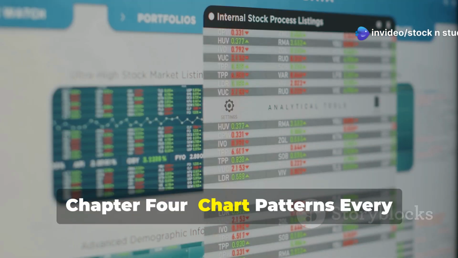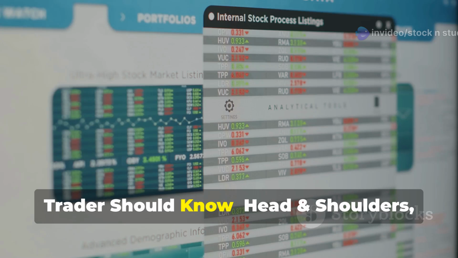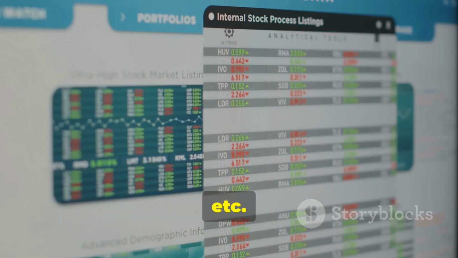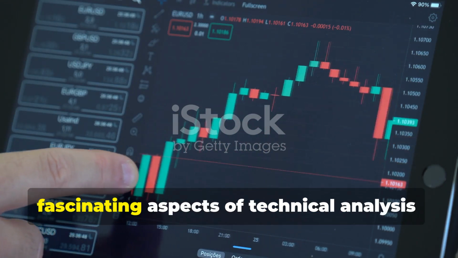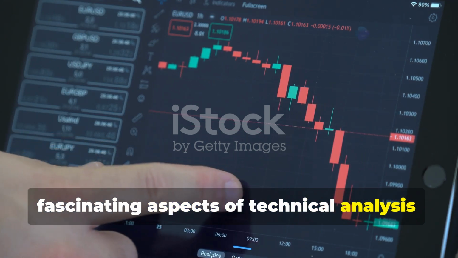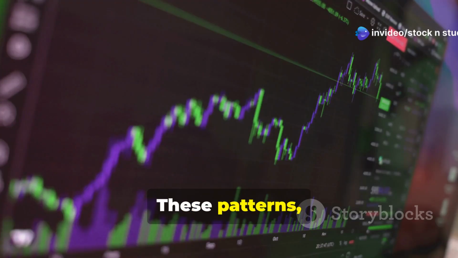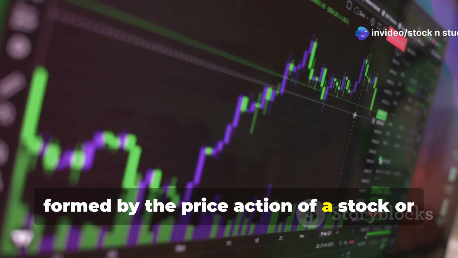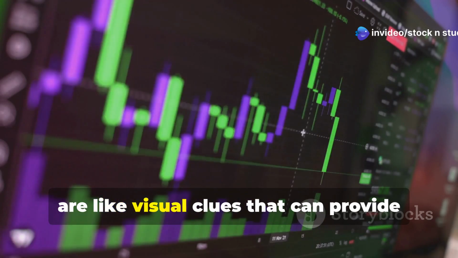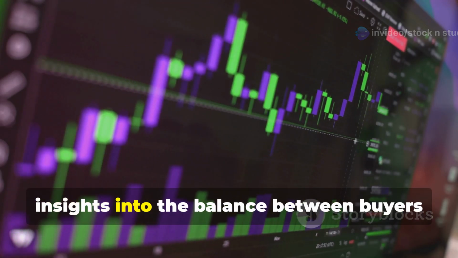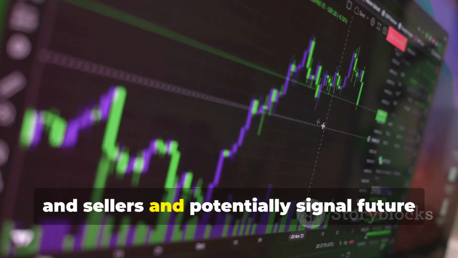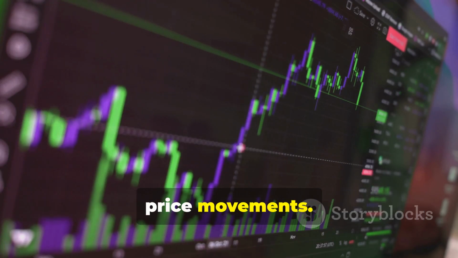Chapter 4. Chart patterns, every trader should know. Head and shoulders, double top, etc. Let's move on to one of the most fascinating aspects of technical analysis, chart patterns. These patterns, formed by the price action of a stock or other asset, are like visual clues that can provide insights into the balance between buyers and sellers and potentially signal future price movements.